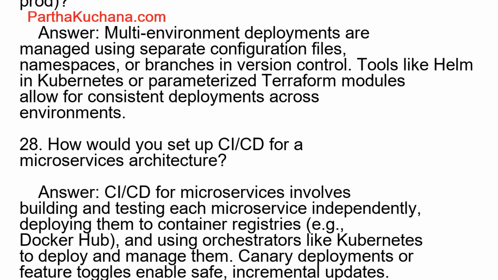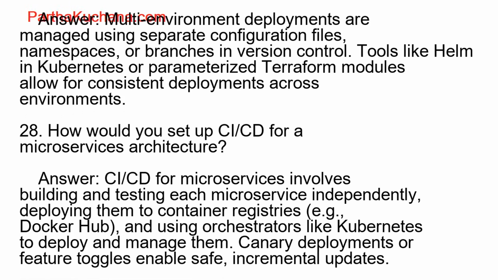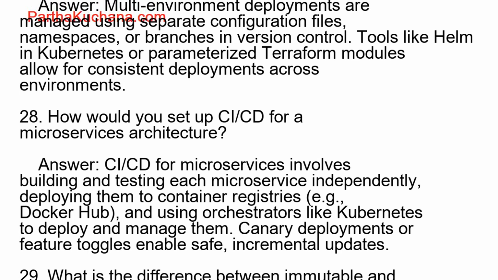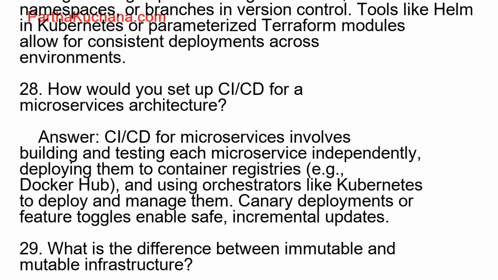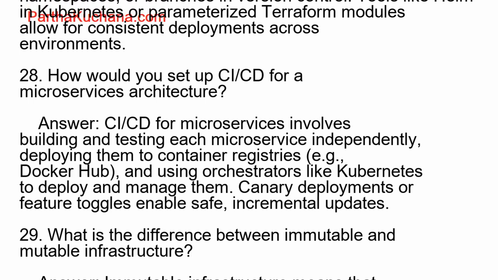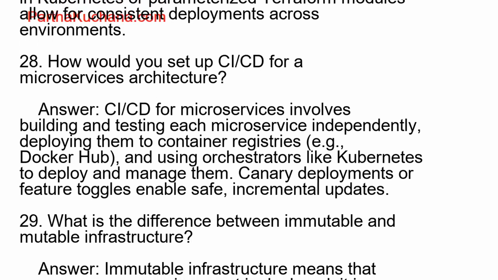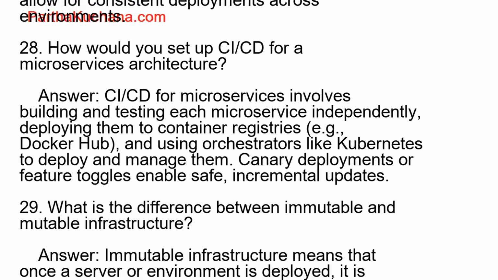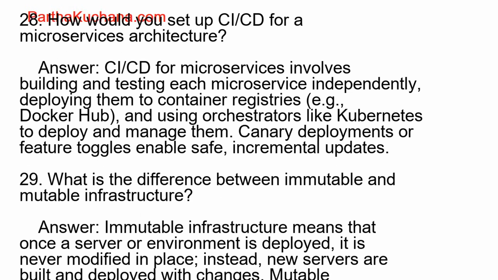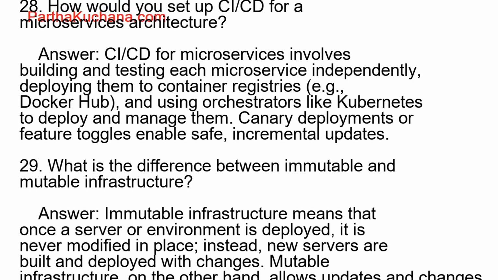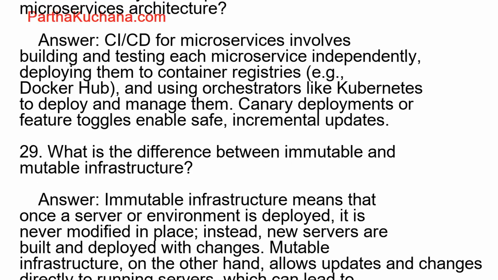29. What is the difference between immutable and mutable infrastructure? Answer. Immutable infrastructure means that once a server or environment is deployed, it is never modified in place. Instead, new servers are built and deployed with changes. Mutable infrastructure, on the other hand, allows updates and changes directly to running servers, which can lead to configuration drift.